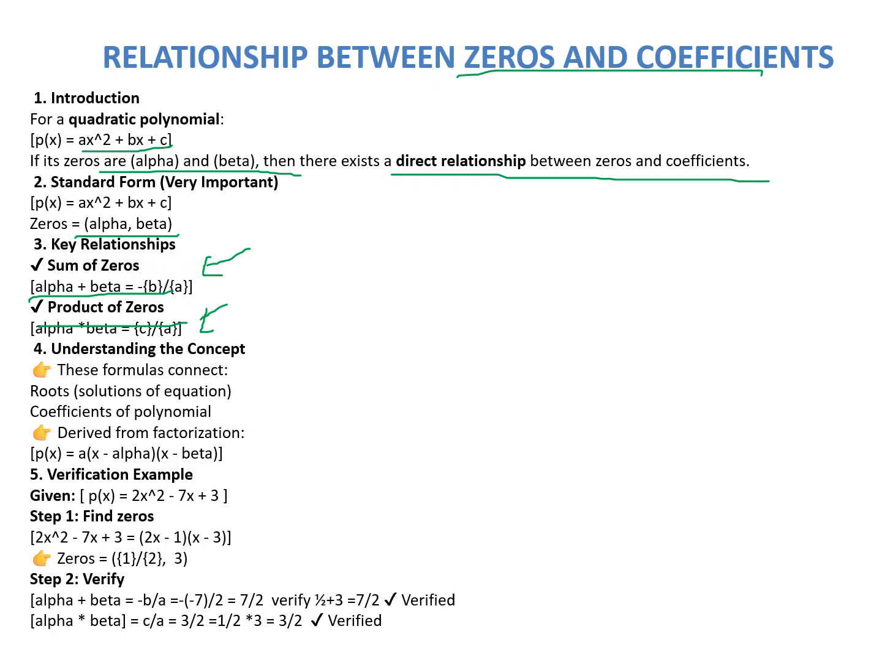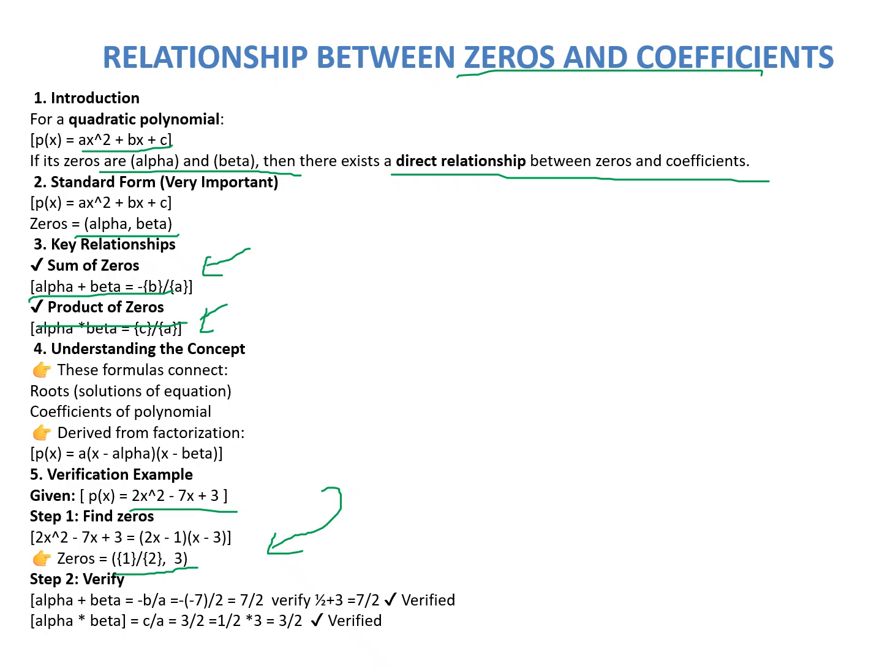So if we look at the verification example, we have an equation 2x square minus 7x plus 3. So how do we derive the zeros? To derive the zeros, step 1 is to do the factorization and derive the zeros for that particular polynomial. During the factorization we have got the zeros 1 by 2 and then we have another zero, 3.